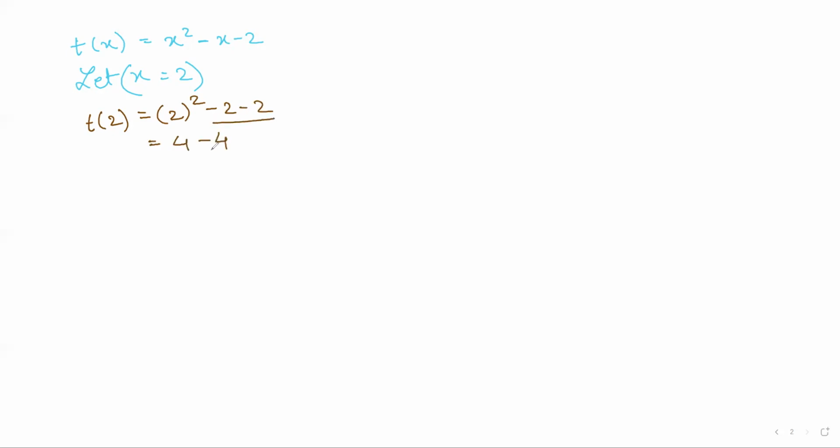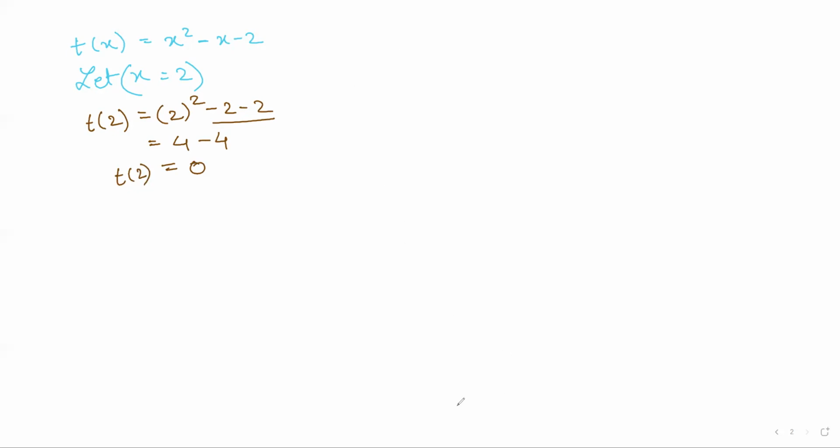Now, what if you consider another polynomial, say t of x, as x squared minus x minus 2. Let us take x equal to 2. If you place x equal to 2 over here, let's see what we get. At x equal to 2, you'll have 2 squared minus 2 minus 2. 2 squared is equal to 4. Minus 2 minus 2 is minus 4. You're getting a 0 value. t of 2 is equal to 0.